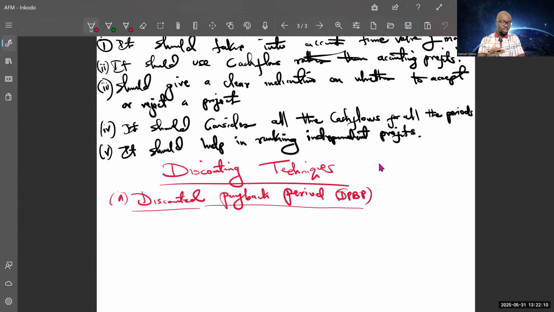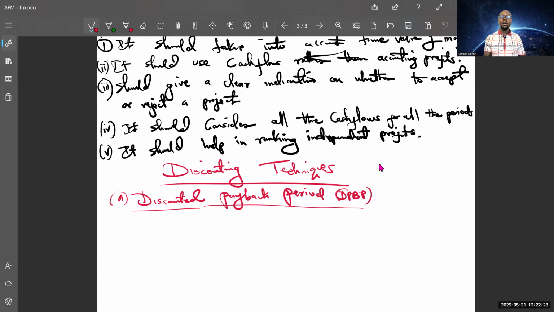And the first one, which we had listed in our list of discounting techniques, was discounted payback period. And as I mentioned before, we are going to look at a past paper question so that we get to do it together and understand it best. Very good. So discounting techniques, discounted payback period.